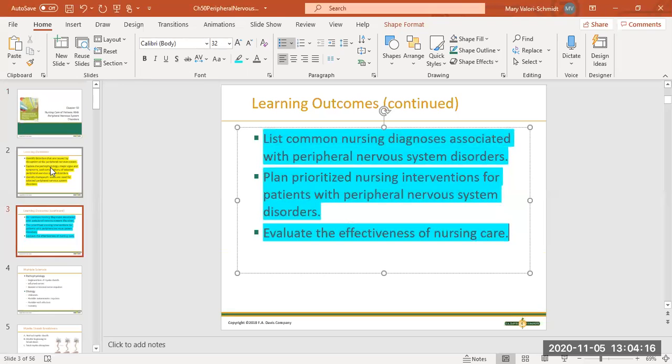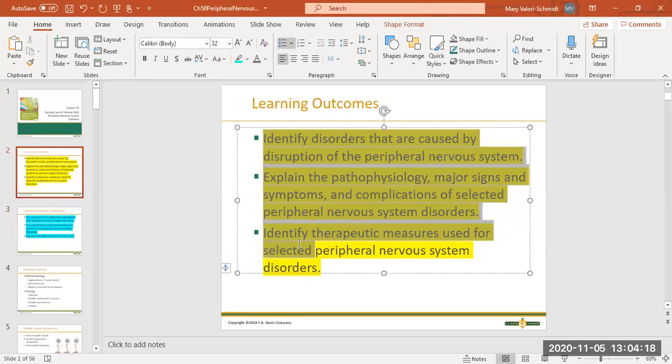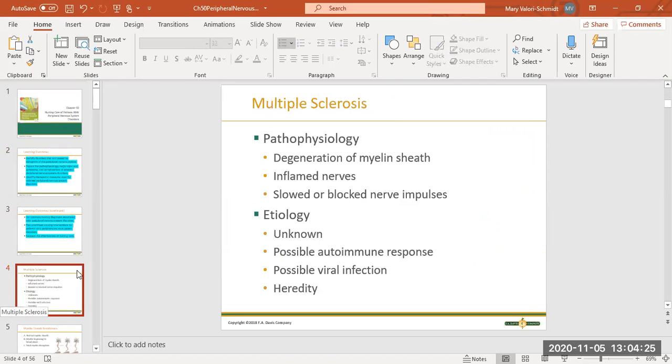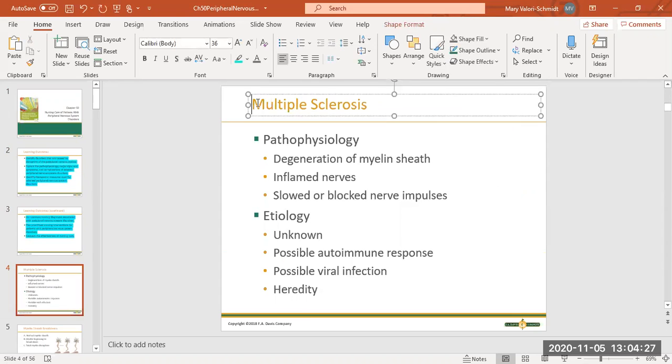And we'll talk about how we evaluate the effectiveness of the care that we're providing. In other words, did it work? Did what we do work? All right, so first one, we're going to talk about multiple sclerosis, also known as MS.